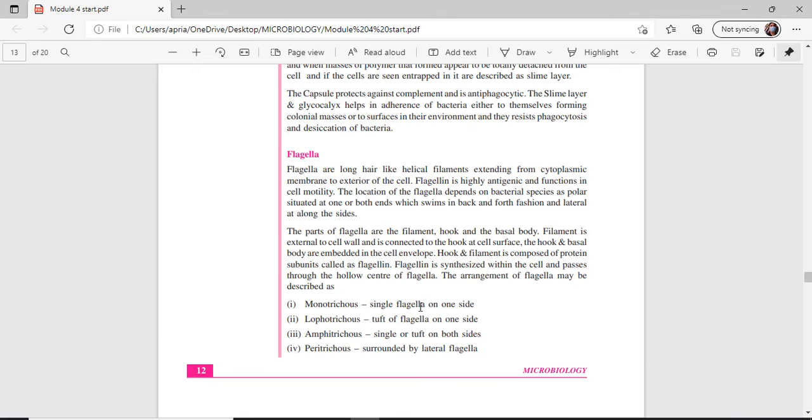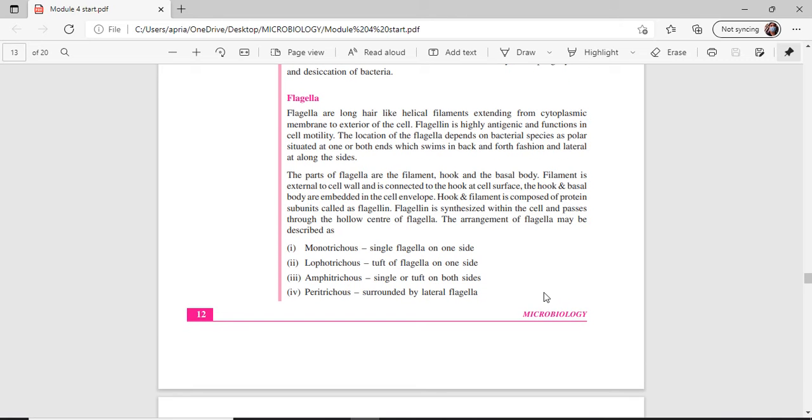Your flagella. Okay? Flagella are long hair-like helical filaments extending from the cytoplasmic membrane to the exterior of your cell. Your flagellin is highly antigenic and functions in cell motility. The location of your flagella depends on the bacterial species, as your polar flagella are situated at one or both ends, and swing back and forth in fashion with the lateral ones along the sides.